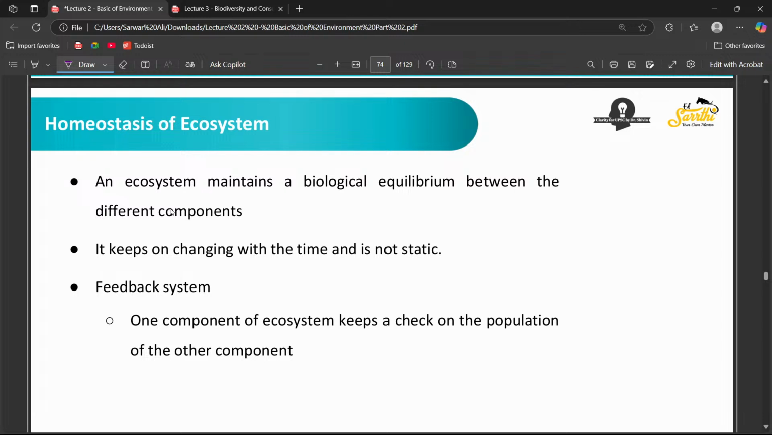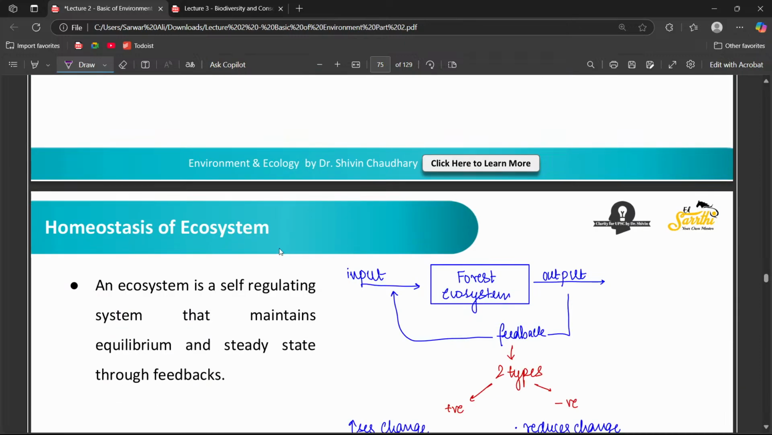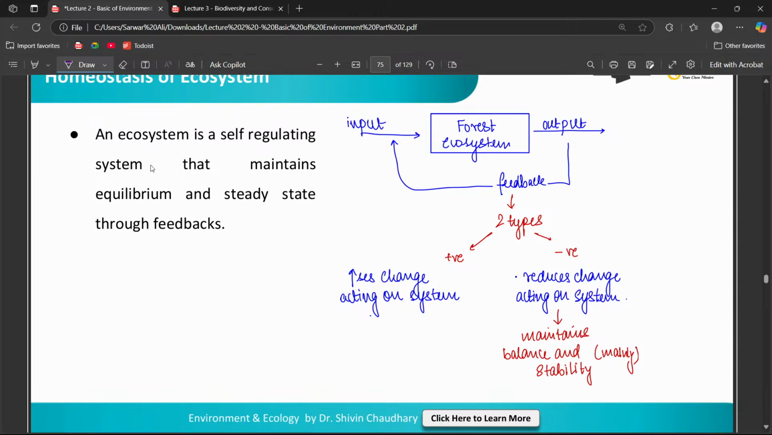Now let's go to homeostasis. An ecosystem maintains a biological equilibrium between different components. Obviously there must be some balance. It keeps on changing with time and is not static. In a feedback system, one component of the ecosystem keeps a check on the population of the other component. Homeostasis of an ecosystem: an ecosystem is a self-regulating system that maintains equilibrium and steady state through feedback.